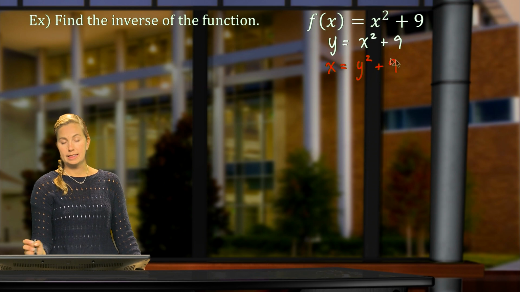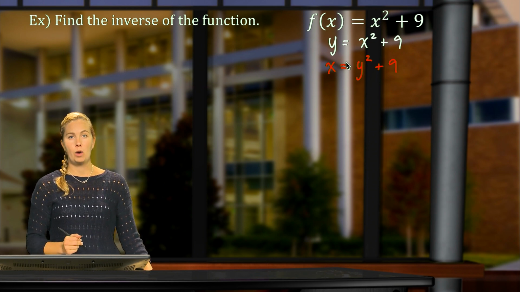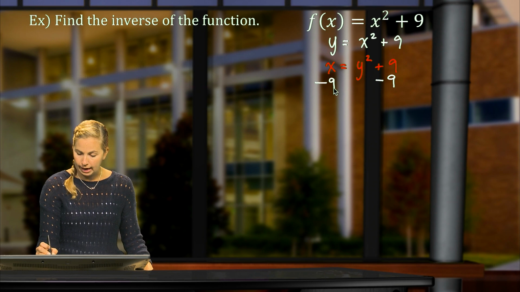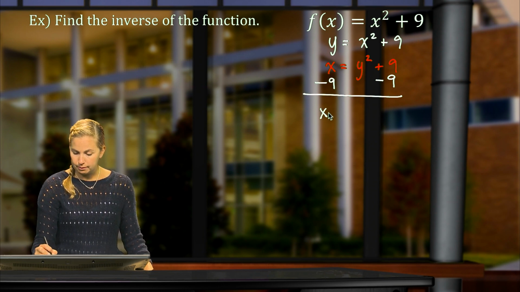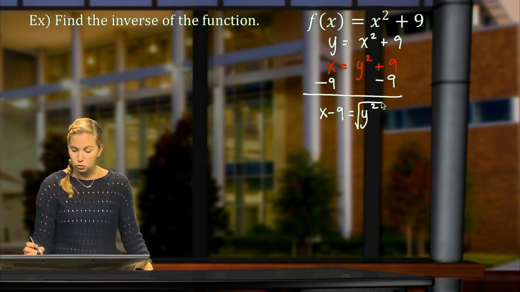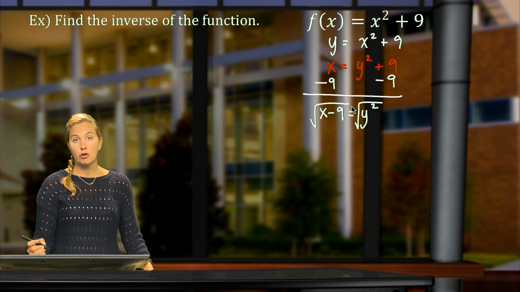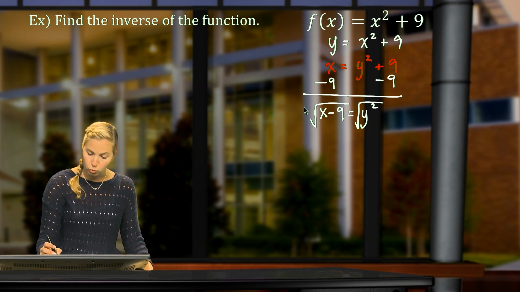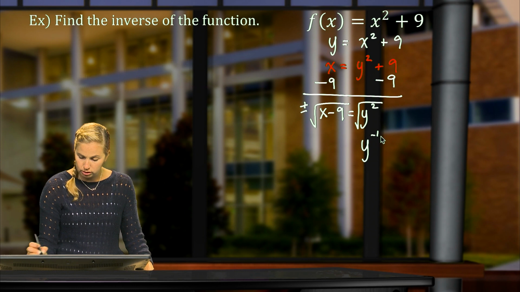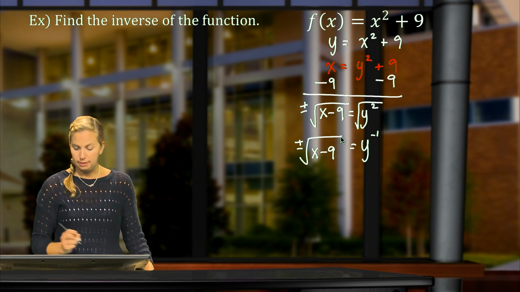And now we want to take this equation in red and solve for y. We want to get y by itself. Subtract 9 from both sides. x minus 9 equals y squared. And to get y by itself, we're going to take the square root of both sides, remembering that when we take the square root, we have to add plus or minus. So our inverse is equal to plus or minus the square root of x minus 9.